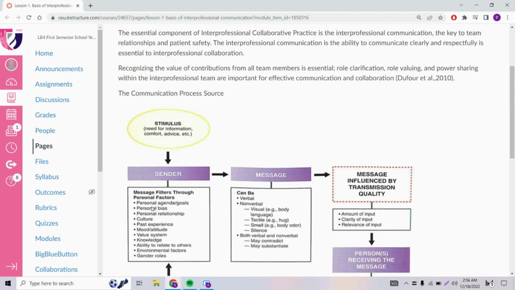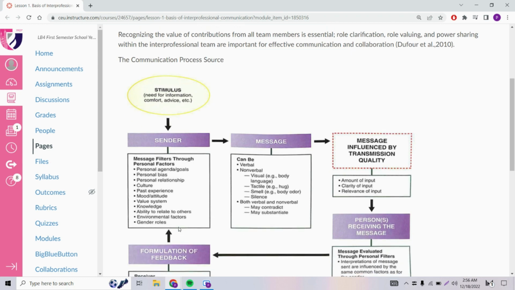Now this could be via different personal factors: their agenda, their goal, their bias, their relationship, their culture, their past experience, their mood or attitude. Kasi di ba pag diabetic, class, they're often monitored a lot for their blood, di ba? So, kapag ganun, hindi mo naman maiwasan talaga na mag-worry yung patient, kaya ganun. But nonetheless, class, you have to explain that later. Then there's also your mood, attitude, value system, knowledge, ability to relate to others, environmental factors, and even gender goals.